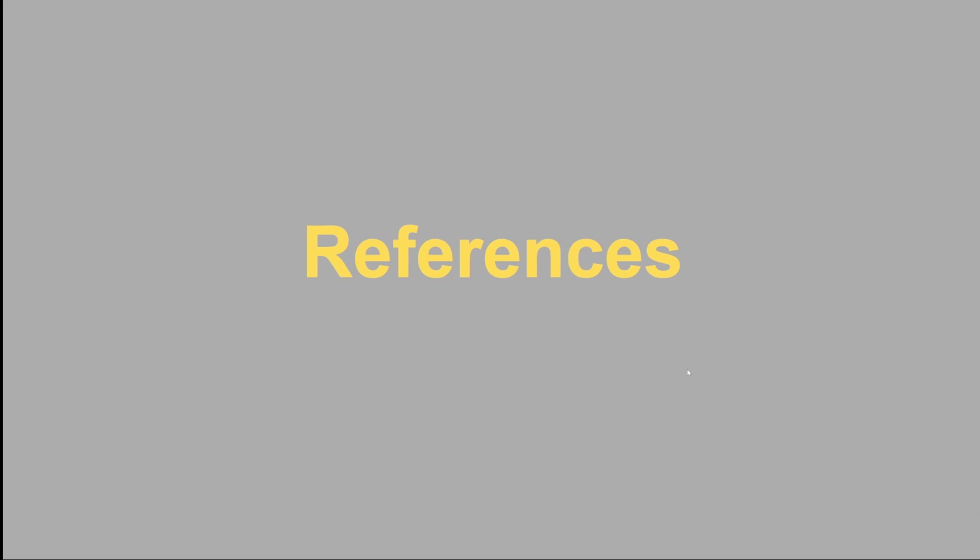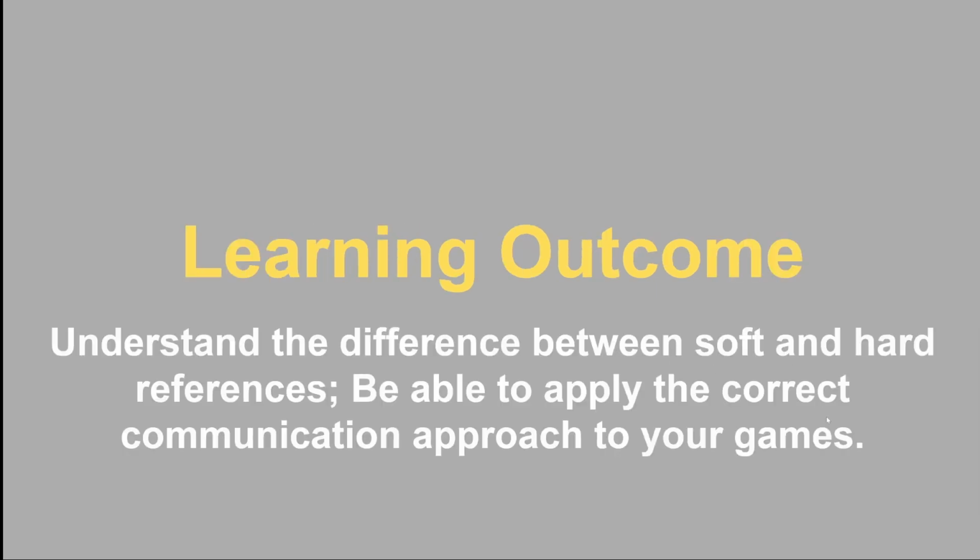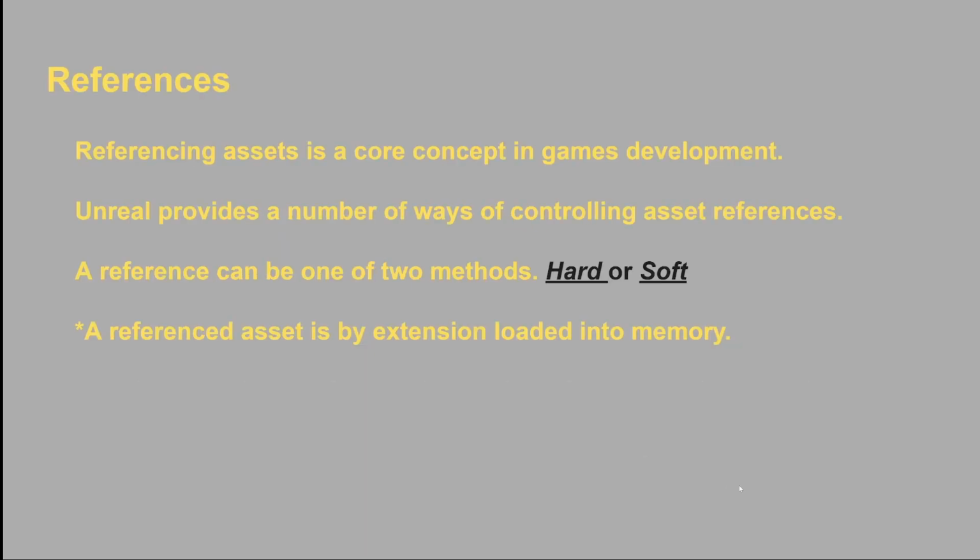The overall learning outcome for today's session is understanding the difference between soft and hard references, and then how we can apply this to the correct communication method for your projects and overall games. What I mean by communication methods is how we're communicating with objects and assets within our game. Now, when we're referencing aspects in our game, it's a core concept of overall games development, and we have a variety of ways in Unreal to reference assets.